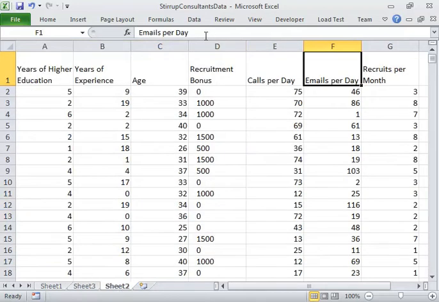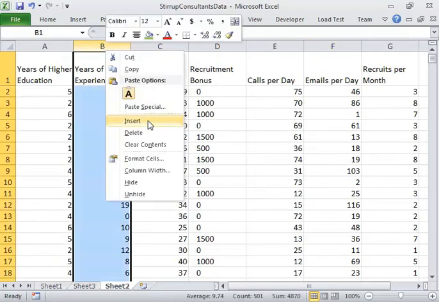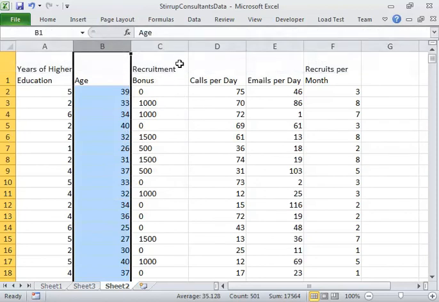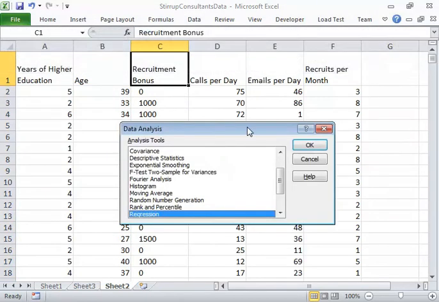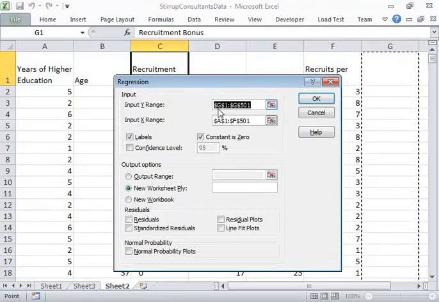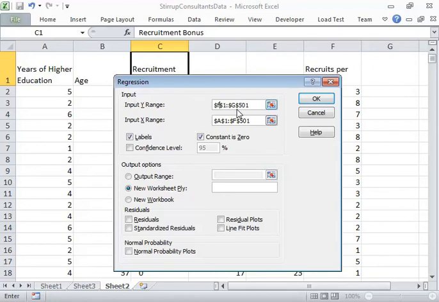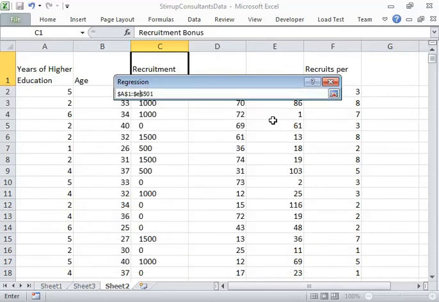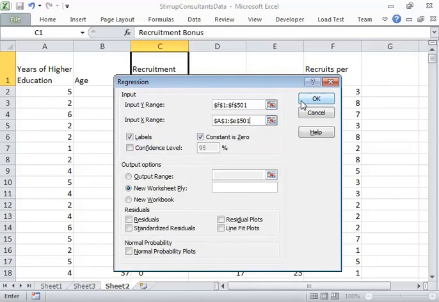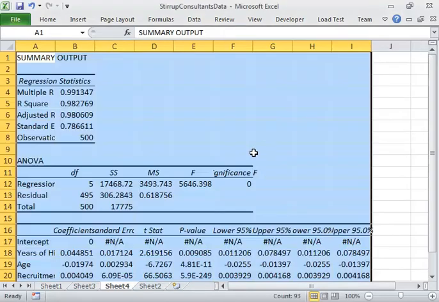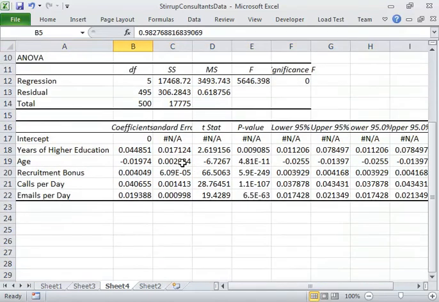So let's do the regression again. But this time, let's eliminate years of experience. That's the easiest. I could rearrange the columns, but the easiest way for me to do it is to do that. So my Y range is the F column, and my X range is everything else. Okay, and my R squared is 98.27%.